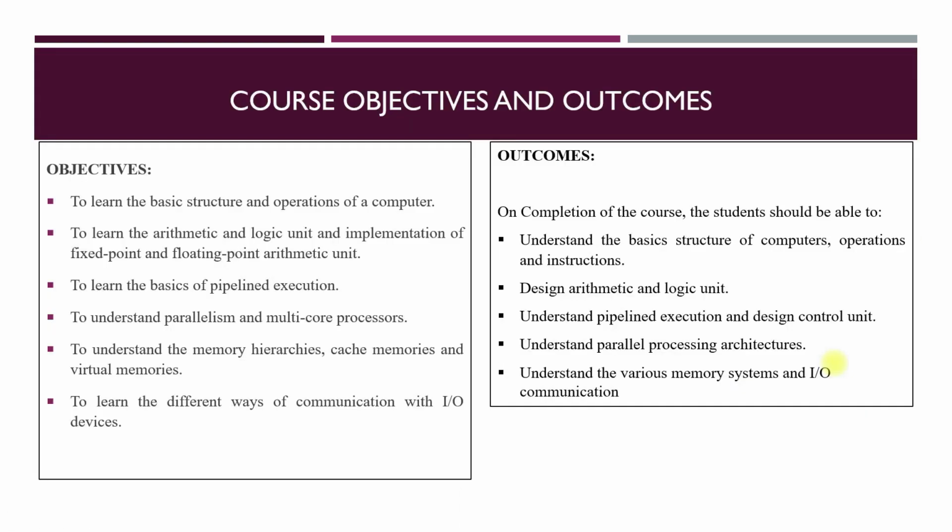So, what are the course objectives and course outcomes of computer architecture? You will be going to study about the basic structure and operations of a computer. And second thing, you will be going to study in detail about the ALU unit. And also, you will be going to study about the floating point and fixed point representation in ALU. And third, you will be going to study about pipelining. Then you will understand about parallelism, and also you will learn about multi-core processors.